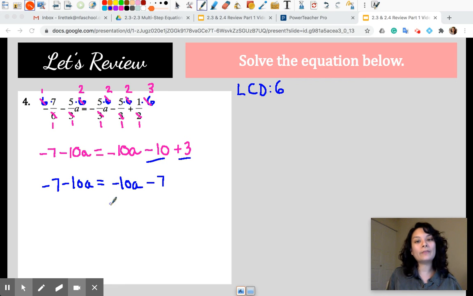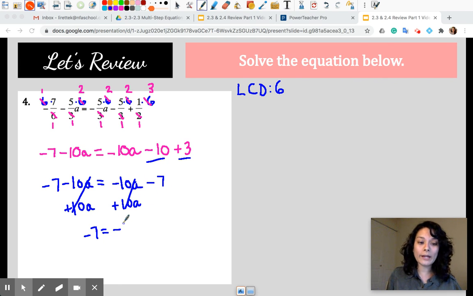It's a negative. That means I have to add. These go away. But then when I add it over here also, these are also opposites, so these go away as well. So I'm left with a negative 7 on the left. I'm left with a negative 7 on the right. All my variables are gone. It ends up being a true statement. Negative 7 does equal itself.